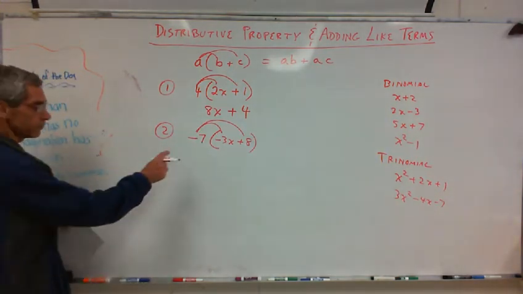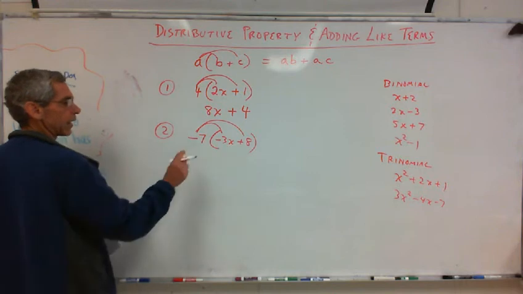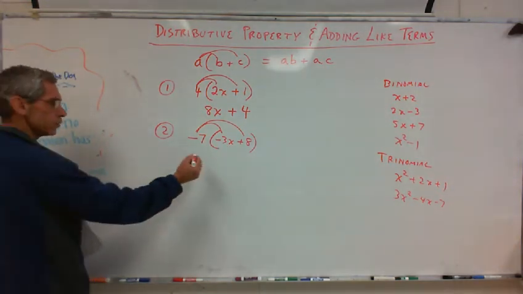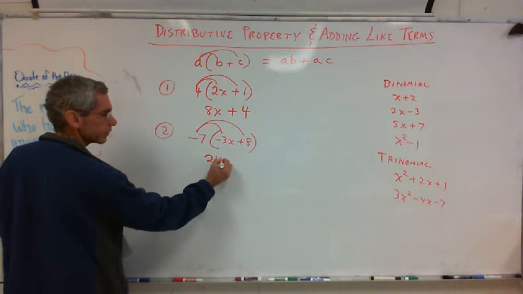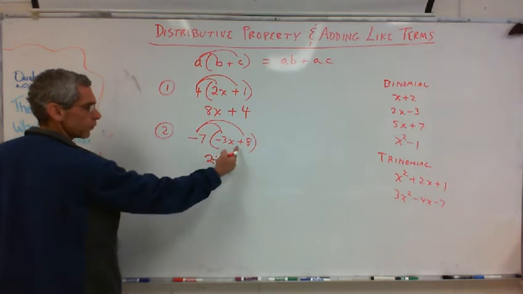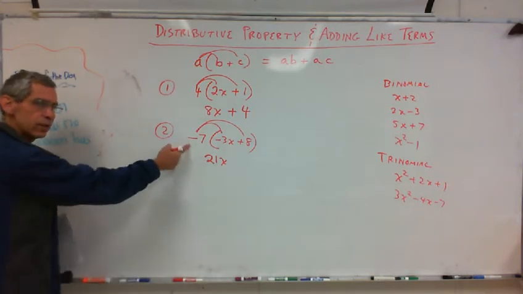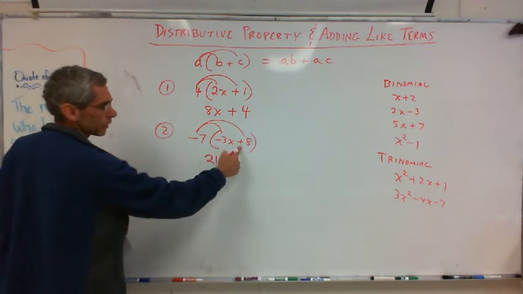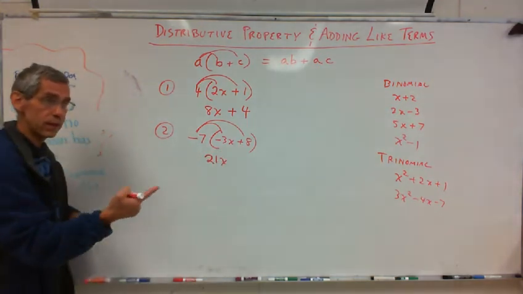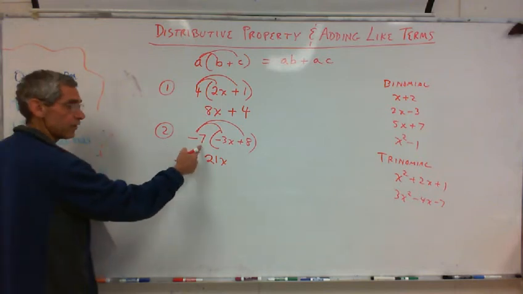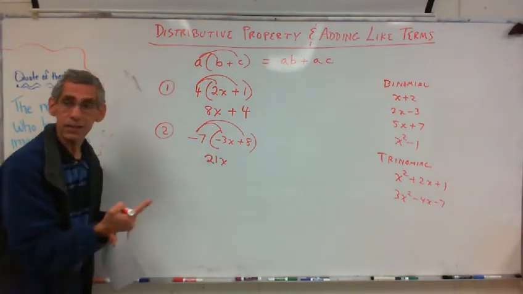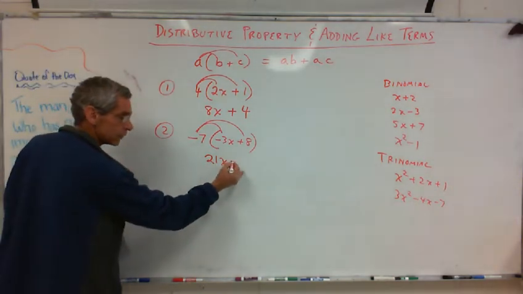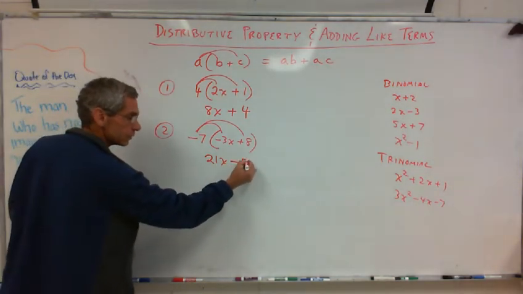All right? So negative 7 times negative 3x. What's negative 7 times negative 3? Positive 21. So I just write 21x. And then before I write my plus sign, when there's a negative here, I actually think of the plus sign as part of the 8, so it's a positive 8, right? So I say negative 7 times positive 8 is negative 56. So my negative 56 becomes minus 56. Does that make sense? Yeah.